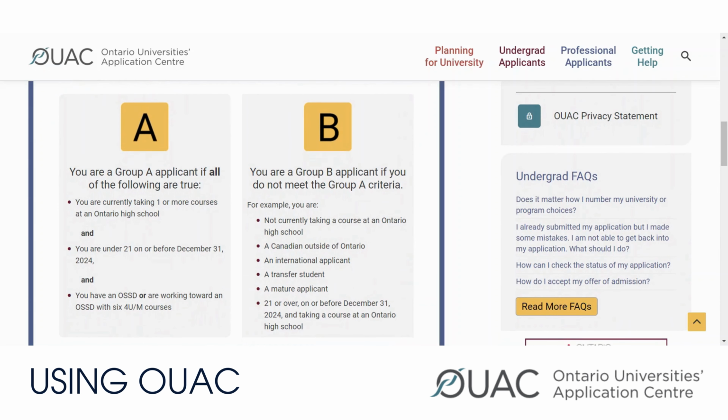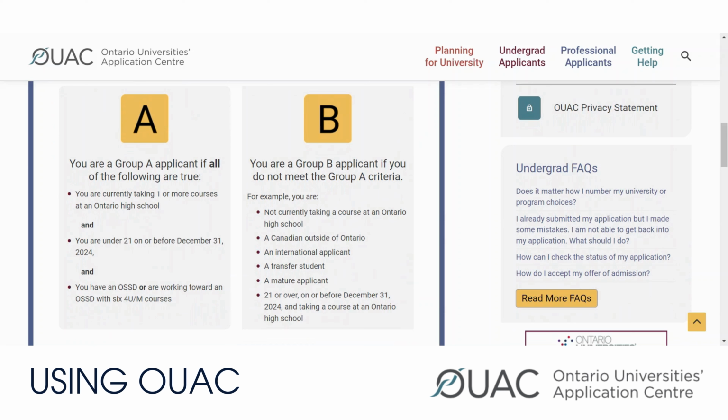So, the first thing to know is whether or not you are a 101 or a 105 applicant. A 101 applicant is someone who has attended an Ontario high school, meaning you've taken one or more courses at an Ontario high school and that you are under the age of 21 before December 31st, 2024. It also means that you're currently working towards an Ontario secondary school diploma. Again, that is the diploma that you receive at graduation if you are attending an Ontario school. So if that is true, you would be in Group A and you would be a 101 applicant.